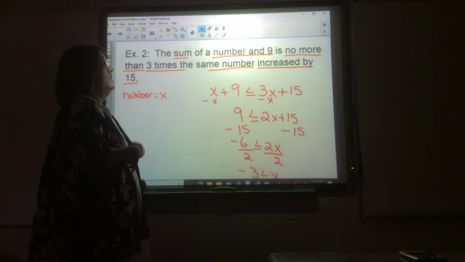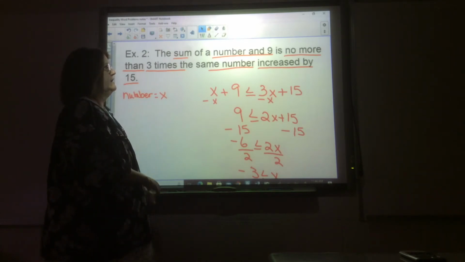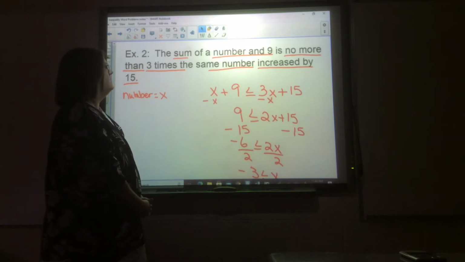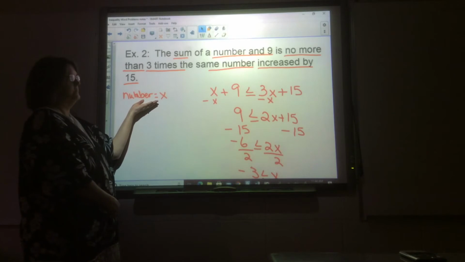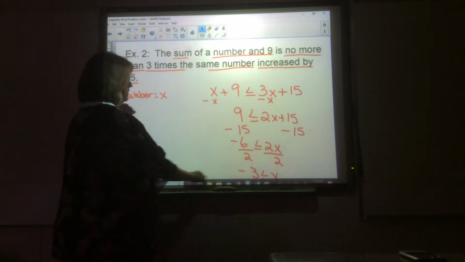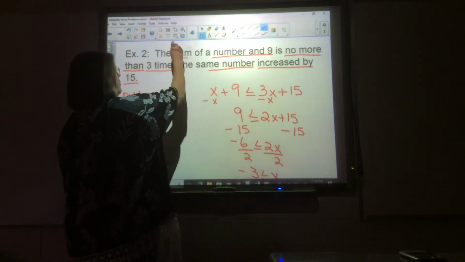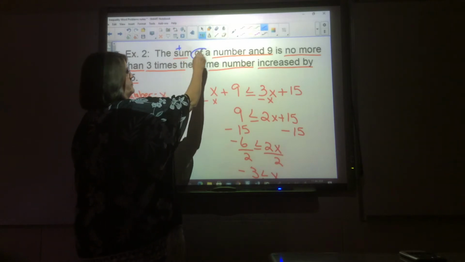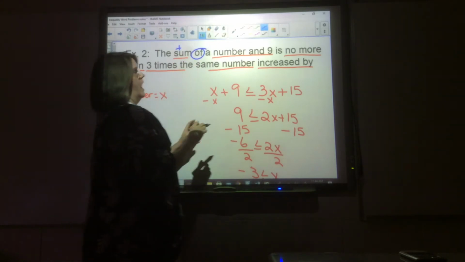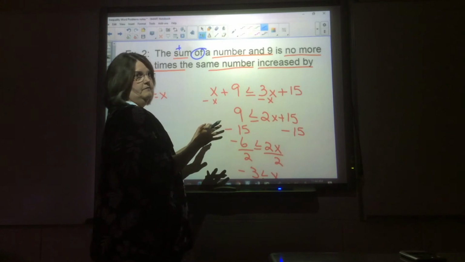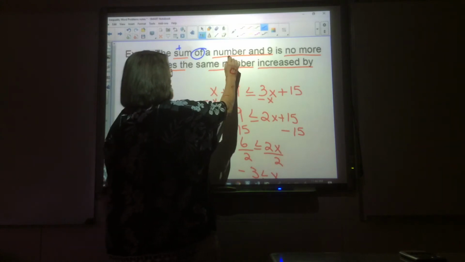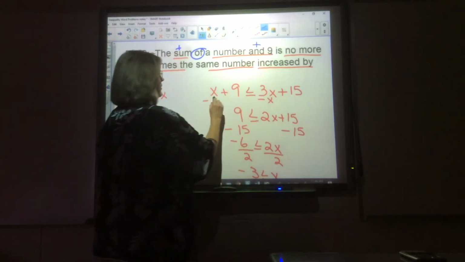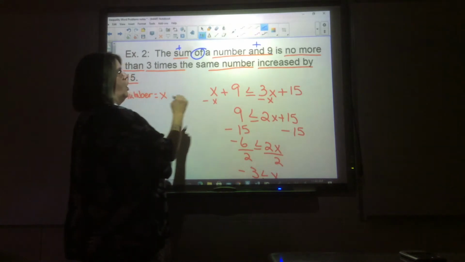The sum of a number and 9 is no more than 3 times the same number increased by 15. My number is x. So sum means to add. Why am I adding? Remember, this is a preposition. So the objects of the preposition, a little bit of English grammar here, the objects of the preposition is what I'm adding. So I'm adding a number and 9. So x plus 9 is no more than.